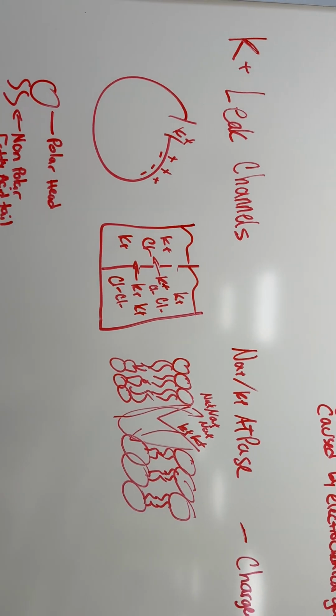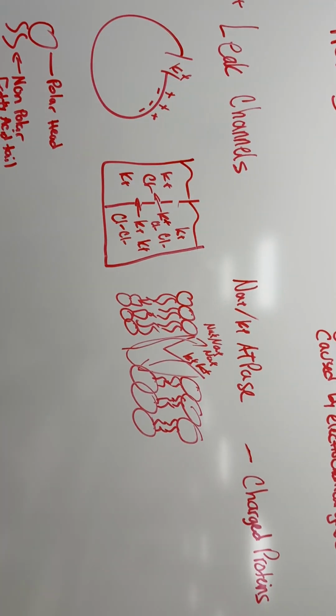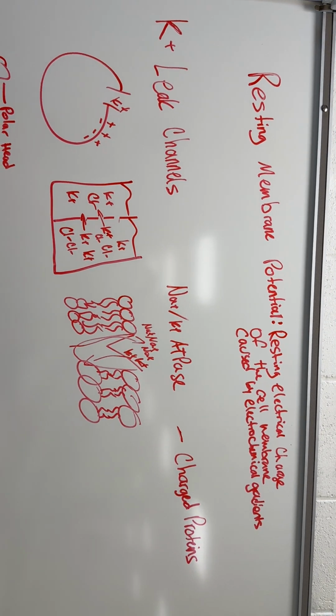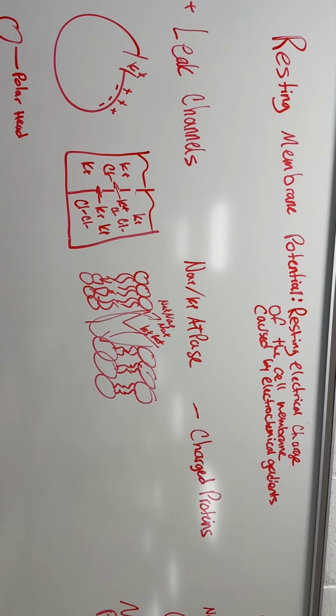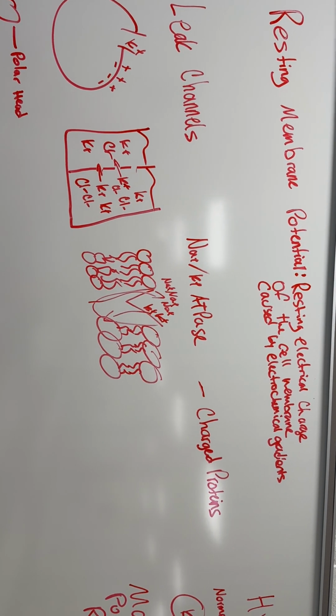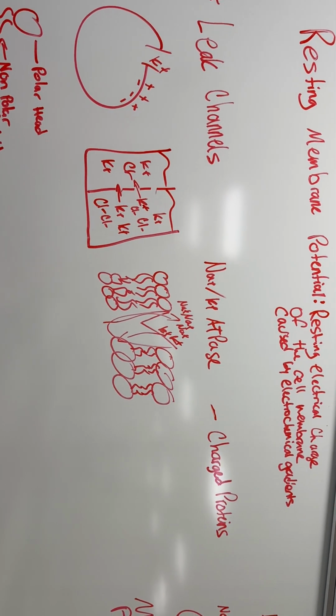So the three of these things together, these potassium leak channels, the sodium potassium pump, and the negatively charged proteins, work together to create a resting membrane potential, which is a resting electrical charge of the membrane caused by electrochemical gradients.